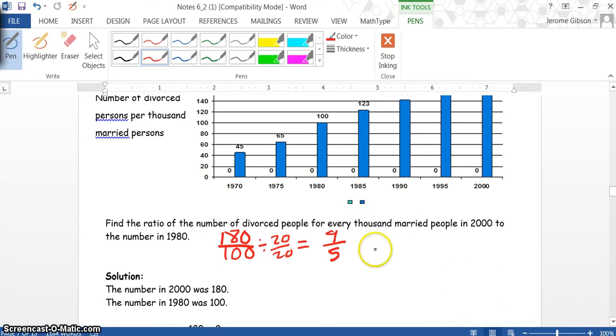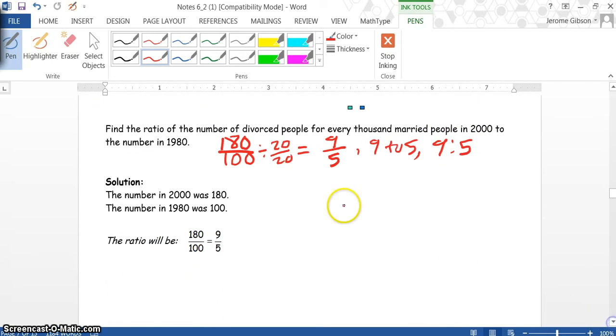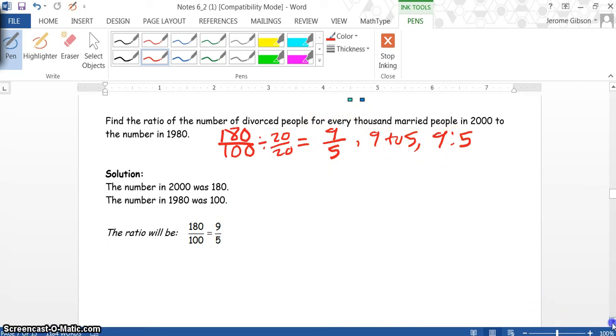Now we can rewrite this as 9/5, or we could write 9 to 5, or we could write 9:5. Now here we have the example of the answer. It says the ratio would be 9/5. So it looks as though we would stop just at the fraction. But these are also acceptable answers.